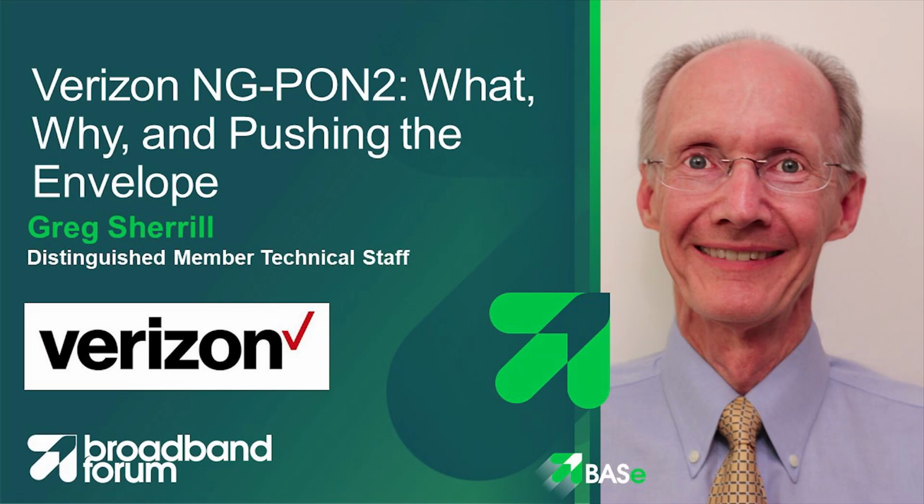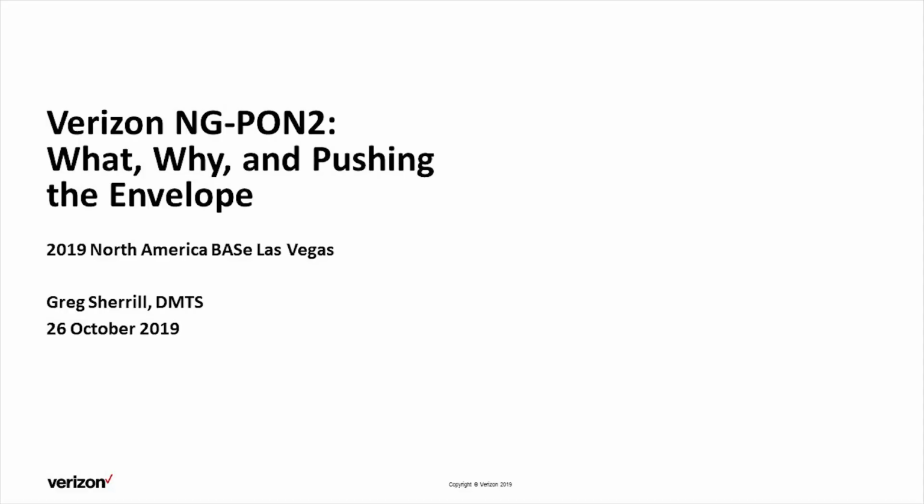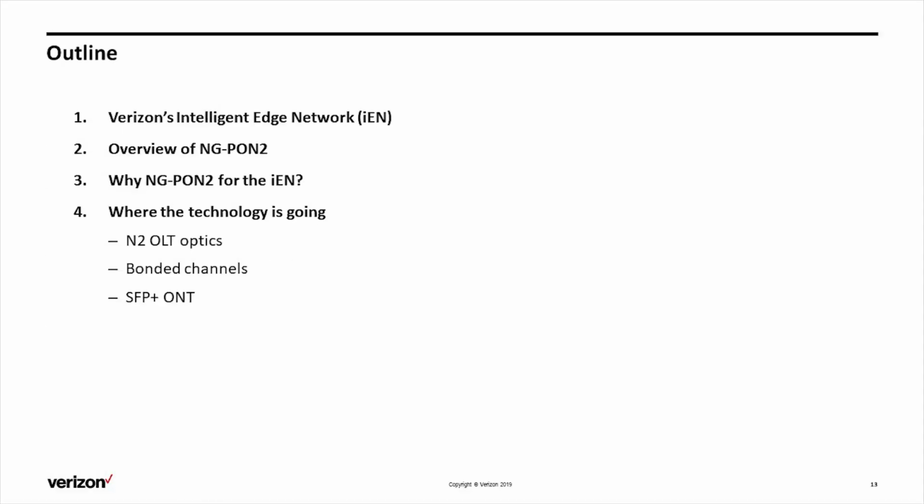So I want to take a few minutes this morning to talk to you about why Verizon has chosen NG-PON2 for its Intelligent Edge network. We'll start off just talking about what our Intelligent Edge network, or IEN, is, and then take a look at some of the distinctives of NG-PON2 that make it the right fit for that network. And then at the end, I want to take a look at three different technology areas within the NG-PON2 scope that we're really trying to push vendors to make a lot of progress on, because we think that they are really critical for the NG-PON2 ecosystem.